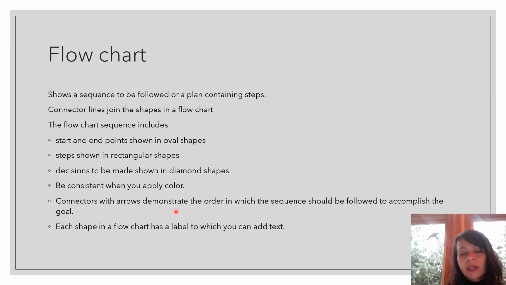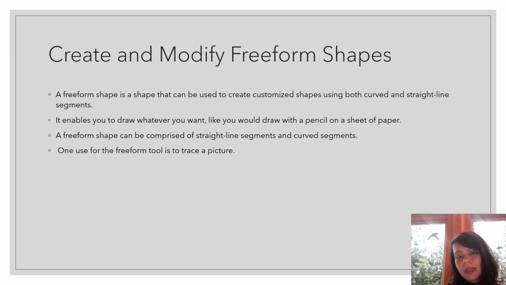You have connectors with arrows that demonstrate the order in which the sequence should be followed to accomplish the goal, and each shape in a flowchart has a label in which you can add text to it. We also look at creating and modifying freeform shapes. So what is a freeform shape?